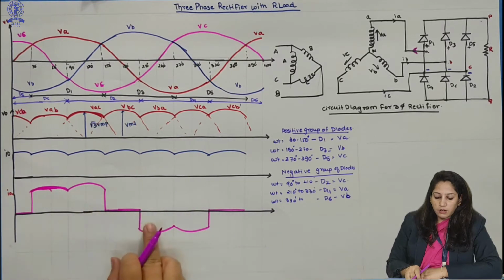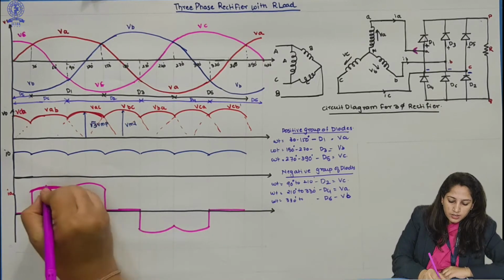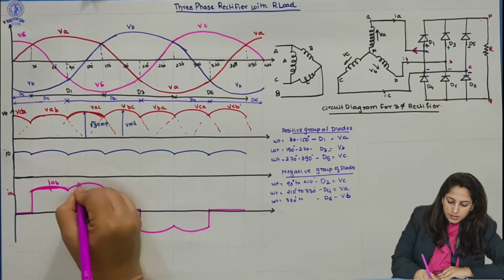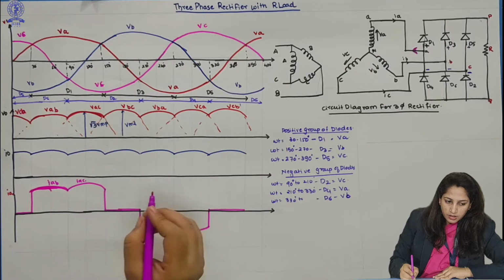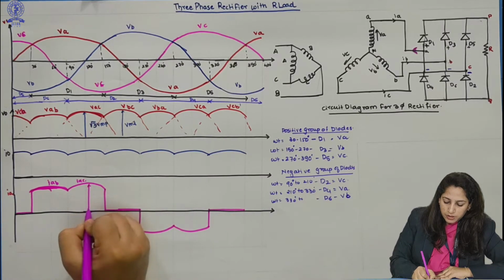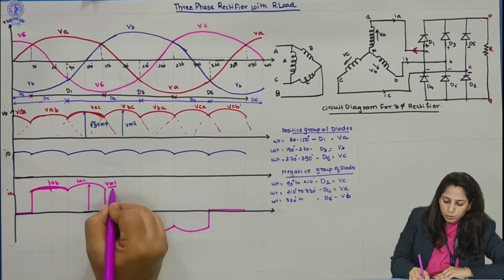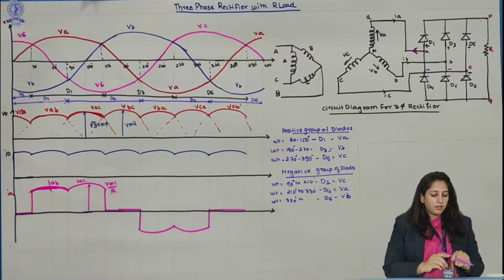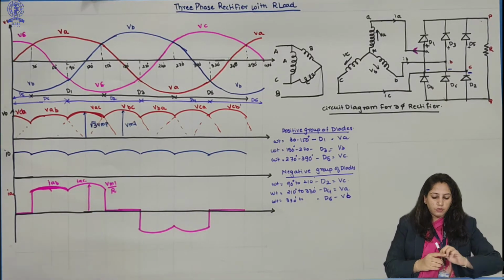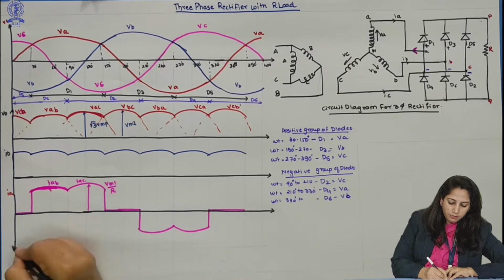So in this way we have got current IA. This current is IAB, this is IAC current. This peak will be the maximum line voltage upon resistance R. And for the last, we will see VD1, which means voltage across diode 1.